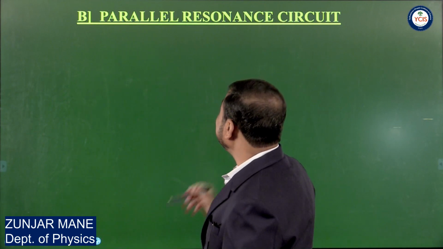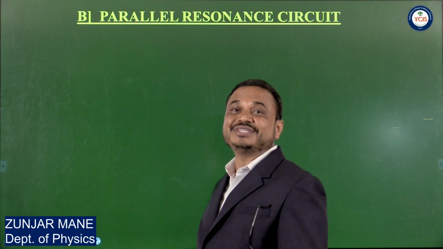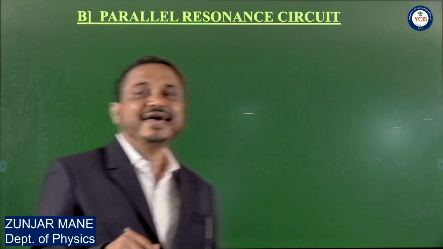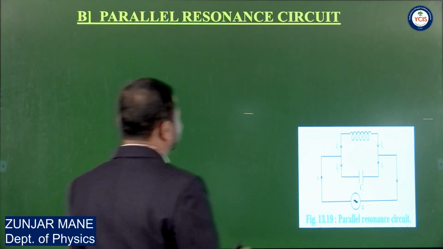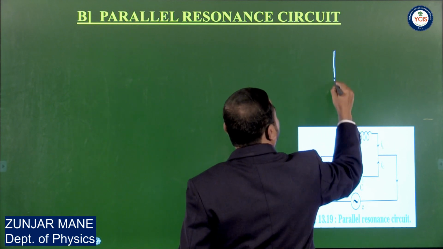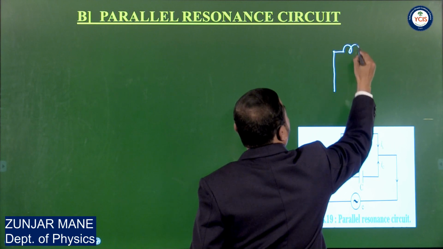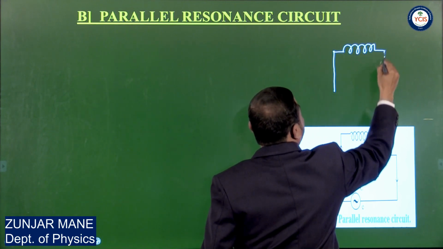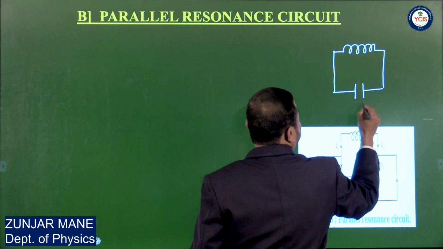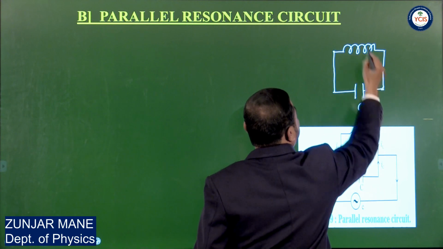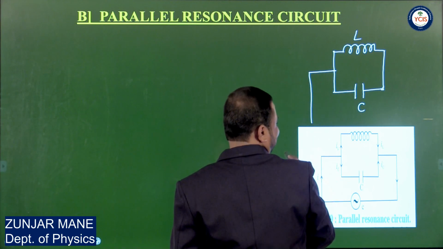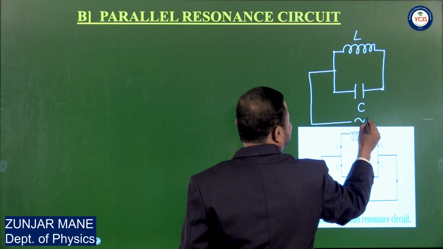The next type of electric resonance is the parallel resonance circuit, where L and C are connected in parallel across the AC. So let us consider a simple parallel resonance circuit. Here L and C are connected parallel to each other. Suppose this is the inductor L, and it is connected parallel to the capacitor of capacity C, and this combination is connected to the AC supply.